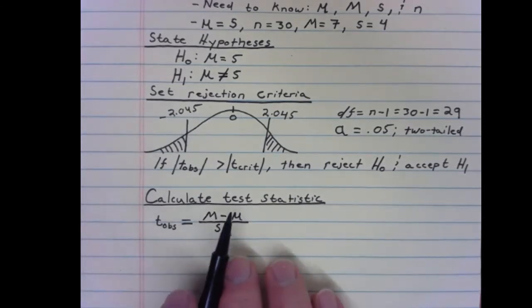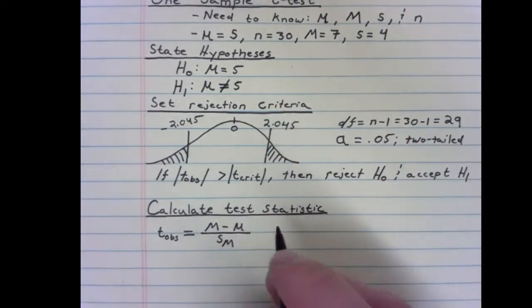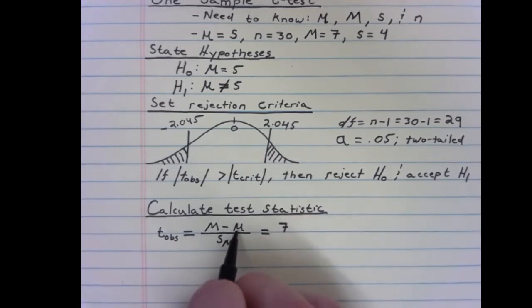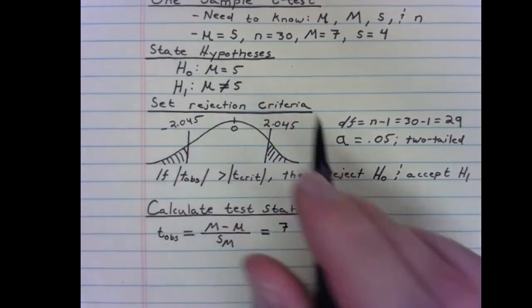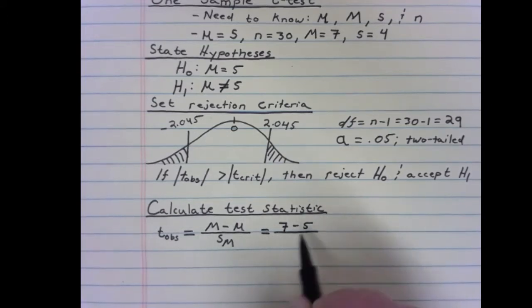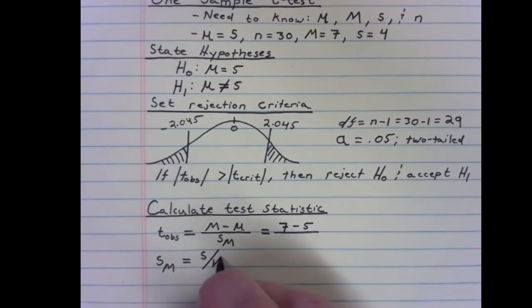Now, looking back, we have our sample mean already. That's 7. We have our population mean already. That's 5. We do not yet have our estimated standard error. However, the estimated standard error is the sample standard deviation divided by the square root of our sample size.